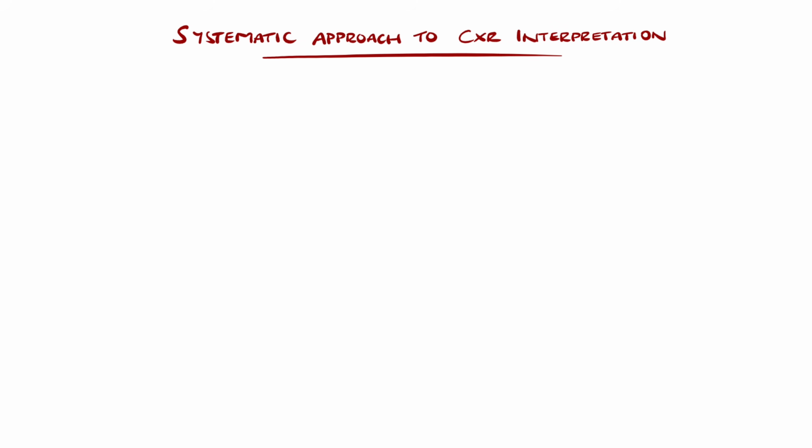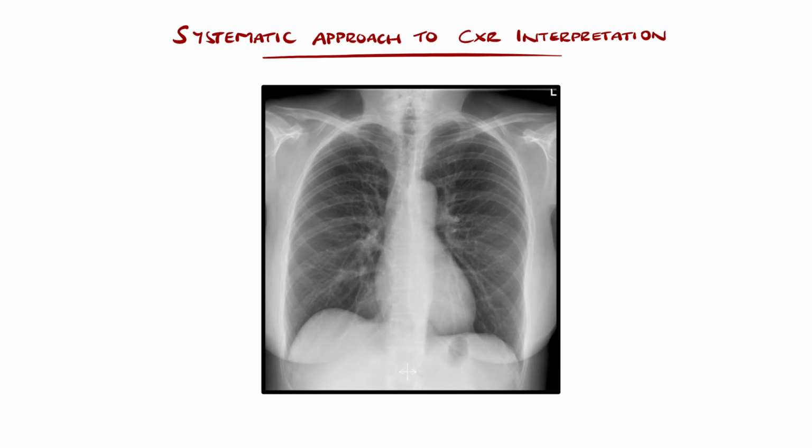In this episode, we'll cover a systematic approach to reading chest x-rays, one of the most common investigations requested in medicine. The general principle with x-ray is that more dense structures such as bone will impede the x-ray and appear brighter, while less dense structures will appear dark, for example air.